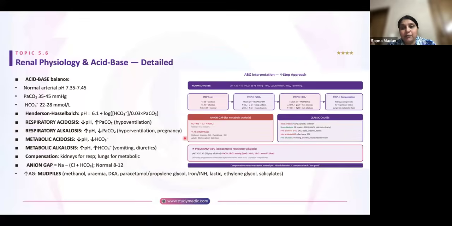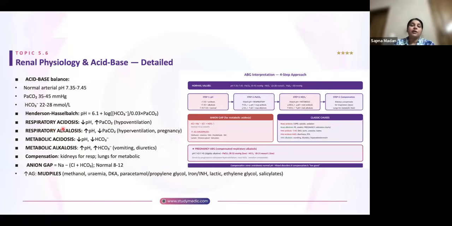Then there is the Henderson-Hasselbalch equation, which we use to calculate whether the patient has received proper compensation by the kidneys and the lungs. So this is the formula for that. This is not usually required in the exam, but you must know that the Henderson-Hasselbalch equation is there.